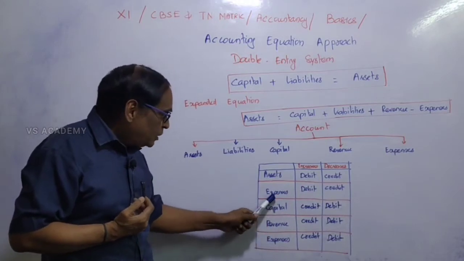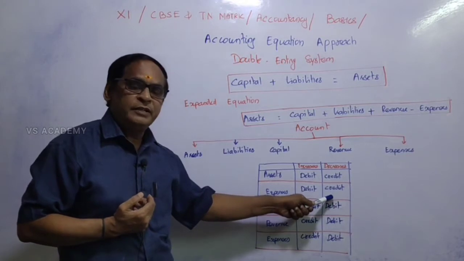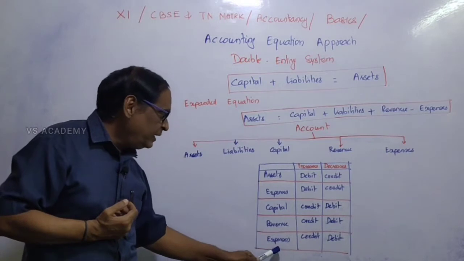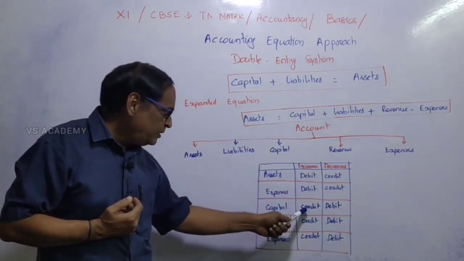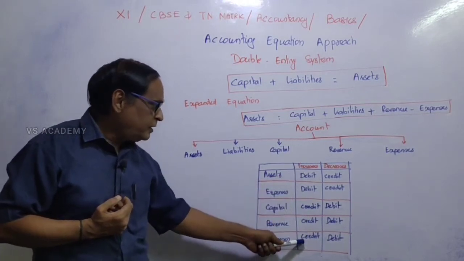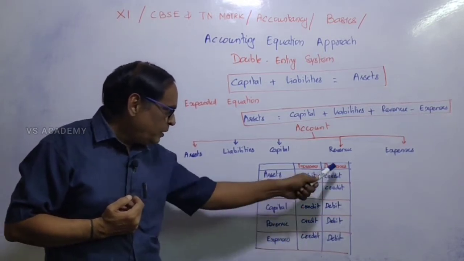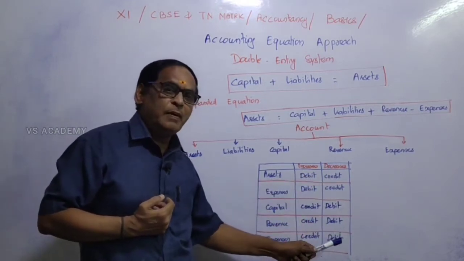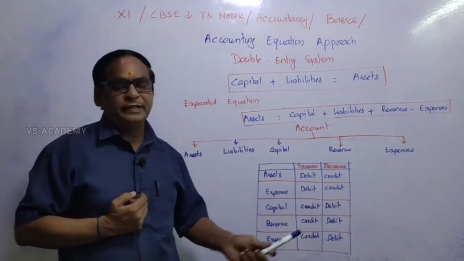Likewise, if expenses increase, it is to be debited. Expenses decrease, it is to be credited. Likewise, for capital, revenue, and liabilities, if they increase, for example, capital increases, it is to be credited. Revenue increases, it is to be credited. Liabilities increase, it is to be credited. And then capital decreases, it is to be debited. Revenue decreases, it is to be debited. Liabilities decrease, it is to be debited. Please bear in mind that this table will be more useful in generalizing the transactions.